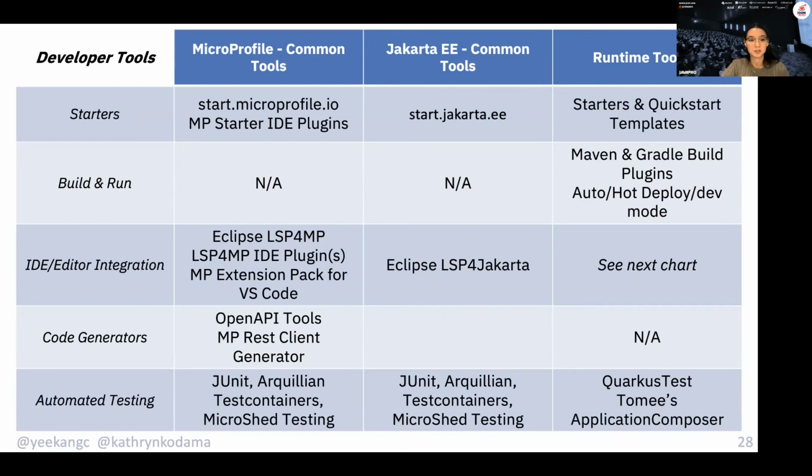And then what's currently a work in progress is our Eclipse LSP for Jakarta. So that's what I just showed there at the end. Any diagnostics and language support specific to the Jakarta EE APIs. For code generators, we have OpenAPI tools, and we saw the MicroProfile REST client generator. And then for automated testing, of course, we have JUnit, Arquillian, Testcontainers, and I showed quickly some MicroShed testing. And then, as YK said before, there's runtime specifics, so Quarkus, TomEE, Application Composer.